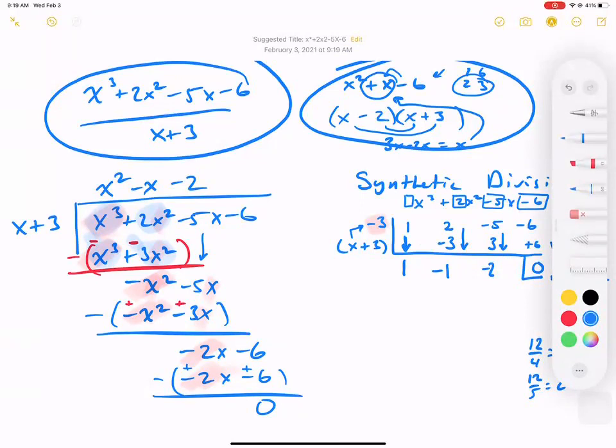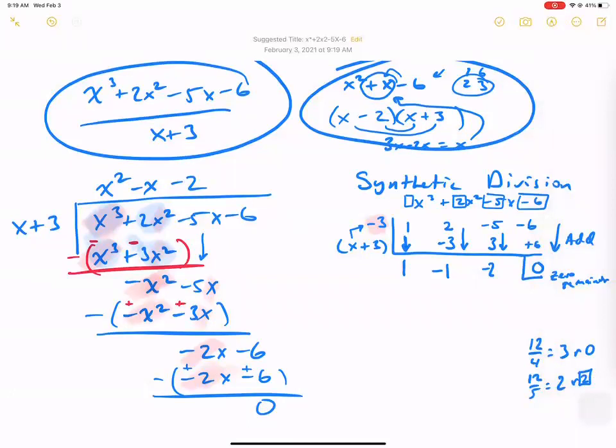Wait, okay. Mr. Cole, yes. I'm a bit confused. Where did you get 12 and 4 and 12 and 5? Oh no, these are just examples of when you divide. When I divide something that works, 12 divided by 4 is 3 with a remainder of 0. But 12 divided by 5 is 2 with a remainder of 2. And this number here at the end, that's my remainder number. I see. So in this case, since there's 0, that means x plus 3 does divide into x cubed plus 2x squared minus 5x minus 6. There's no remainder. Yes, the number in the last spot is always a remainder.